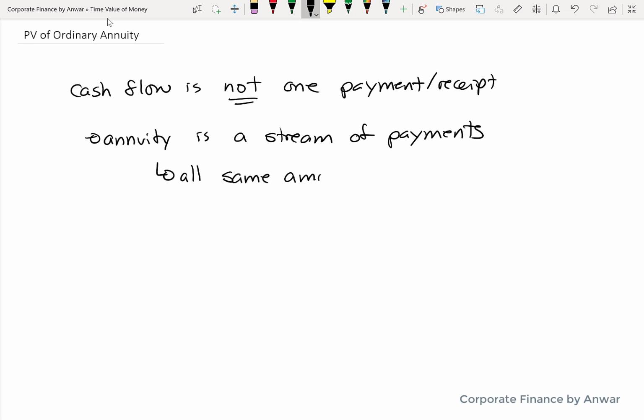The one key thing is that for an annuity, the numbers need to be the same every year. You can't have it changing every year. So if you said, I'm going to give you $100 a year for the next 5 years, that would be an annuity. Okay, so let's look at an example.